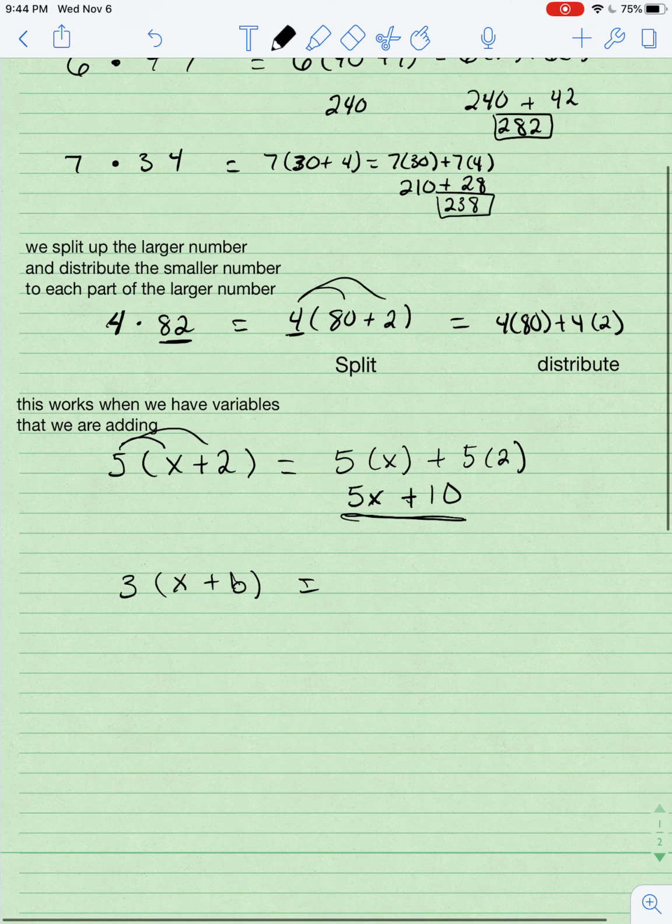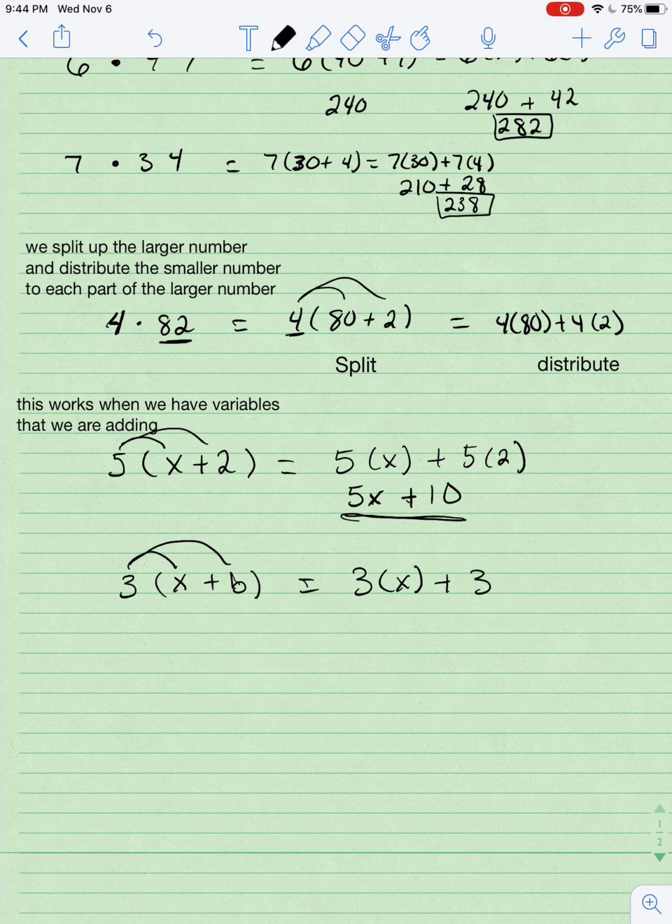One more. Same thing, we distribute the 3 to both terms. So now this is 3 times x plus 3 times b. Once again, when we have variables and whole numbers, we can drop the parentheses and just write 3x plus 3b. When it's a variable next to a whole number, that means you're multiplying that variable by that whole number.